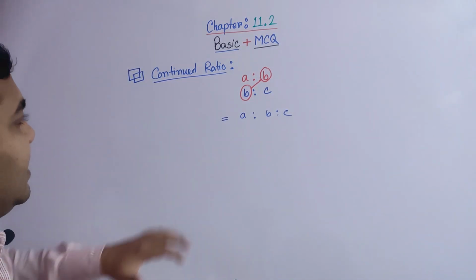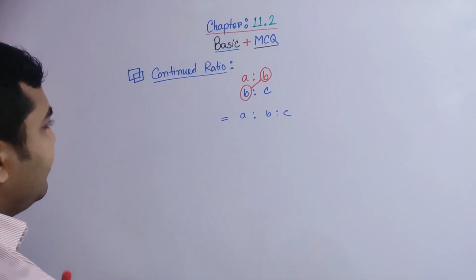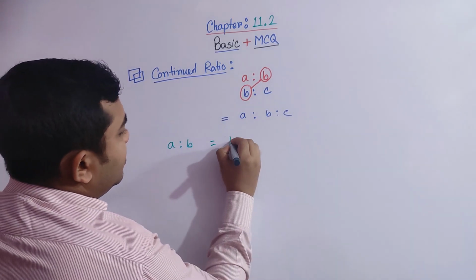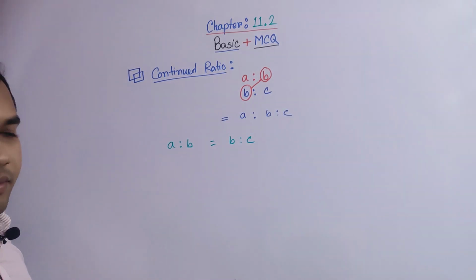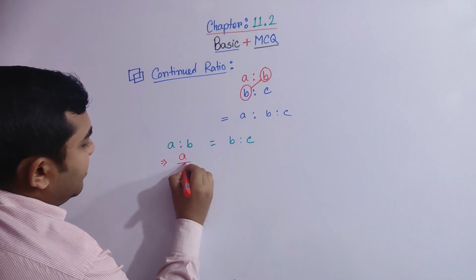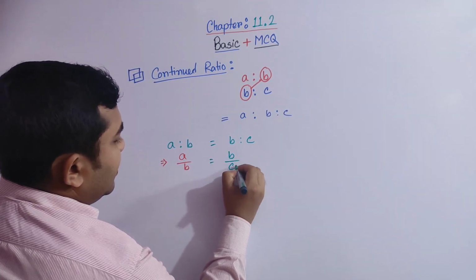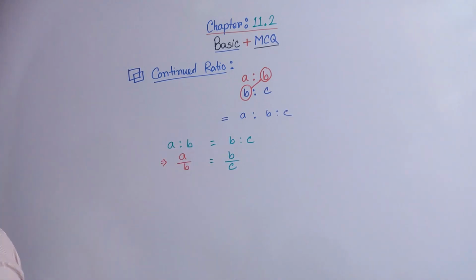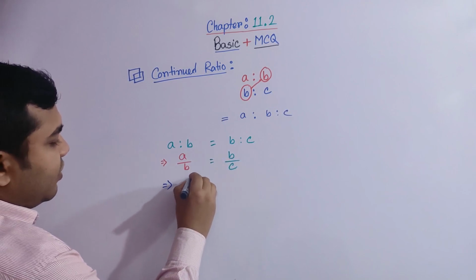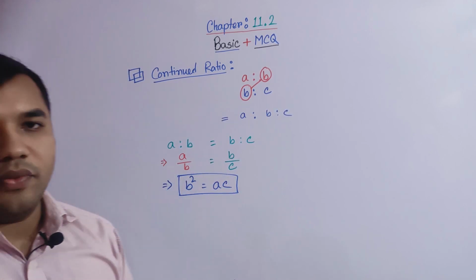Okay, dear students, in this continued ratio, what else can we write? We can write that A is to B equals B is to C. That means A is to B can be written as A by B and B is to C can be written as B by C. If we cross multiply, we get B square equals AC. So this is a standard formula for continued ratio.